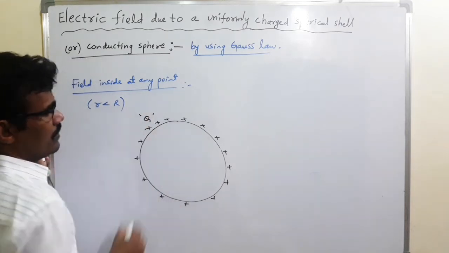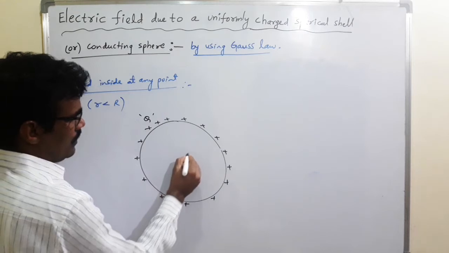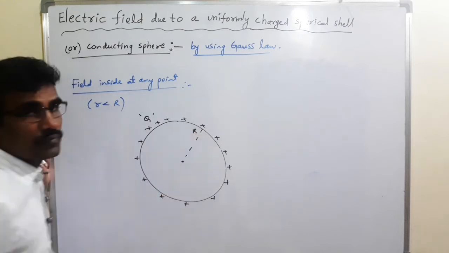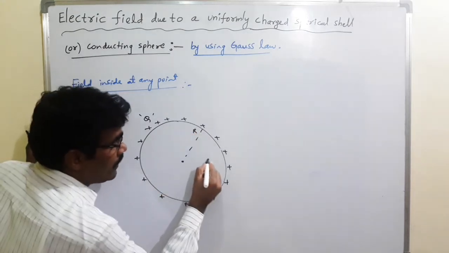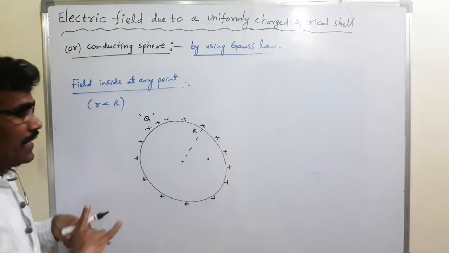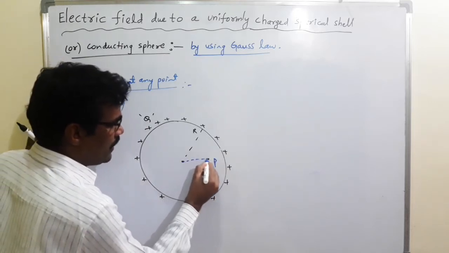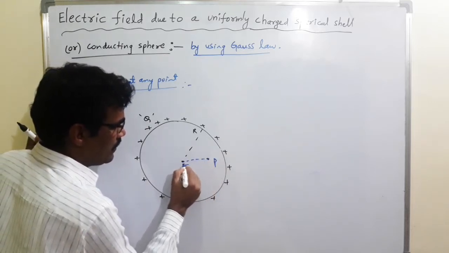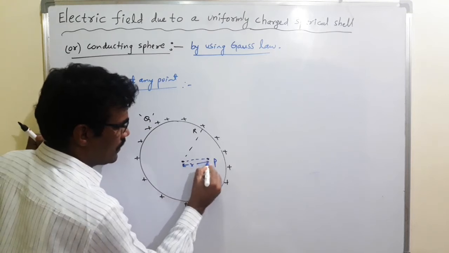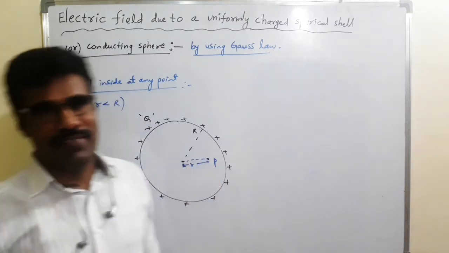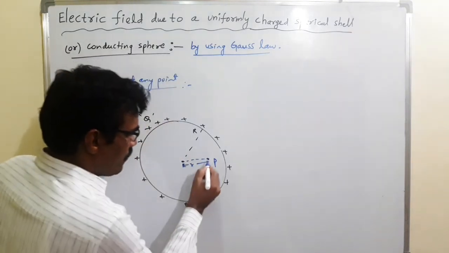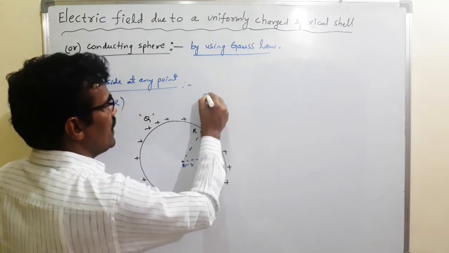Q charge is there. Radius is capital R. What do we want? We want the field inside at a point P. The distance of P from the center is smaller. Clear? So here the field at point P is, suppose, E.